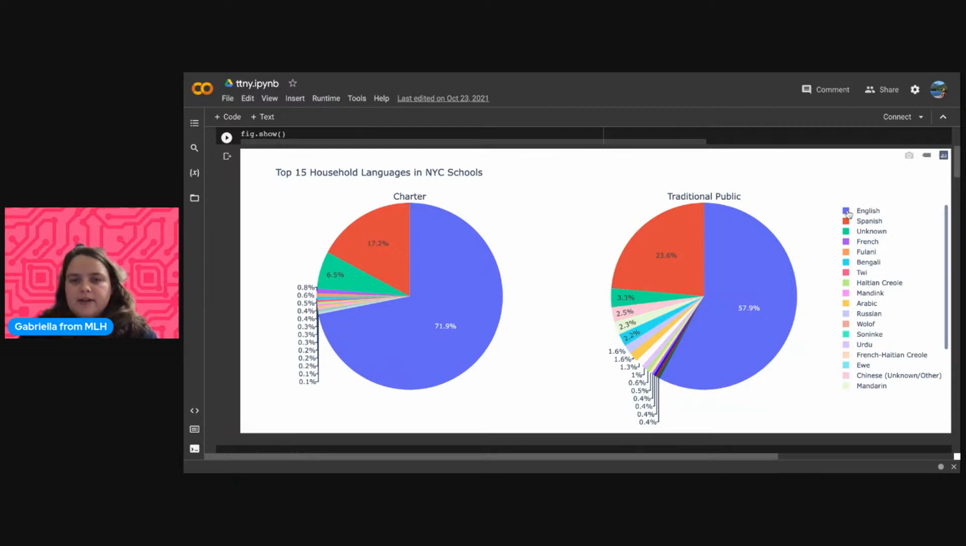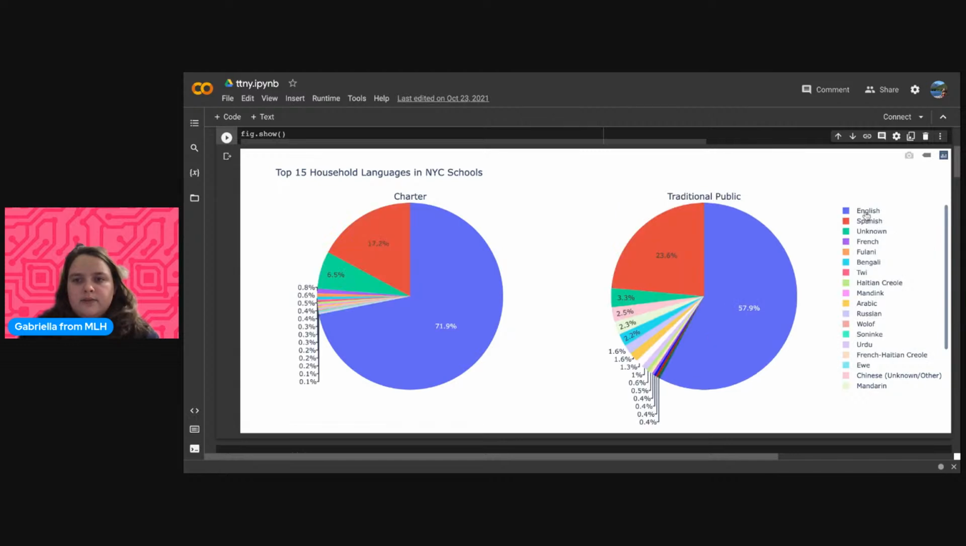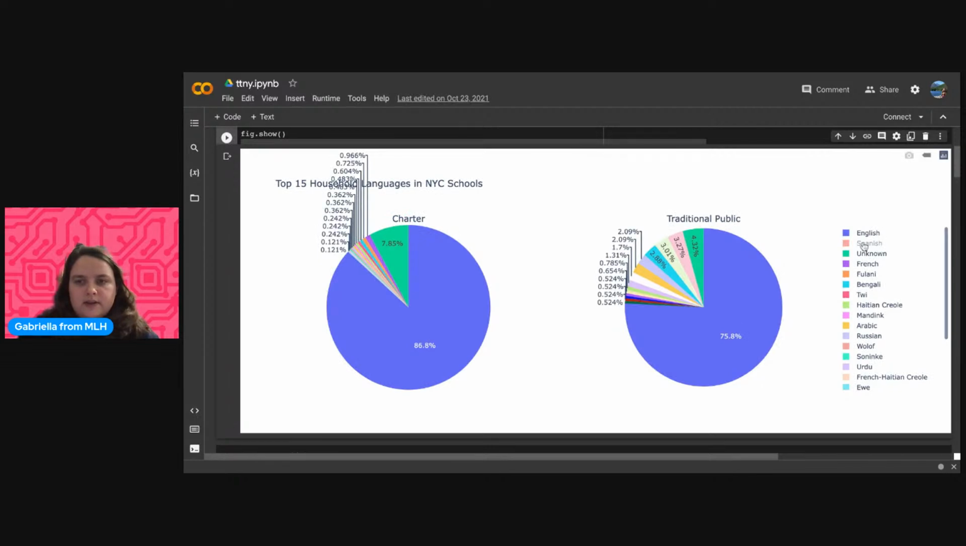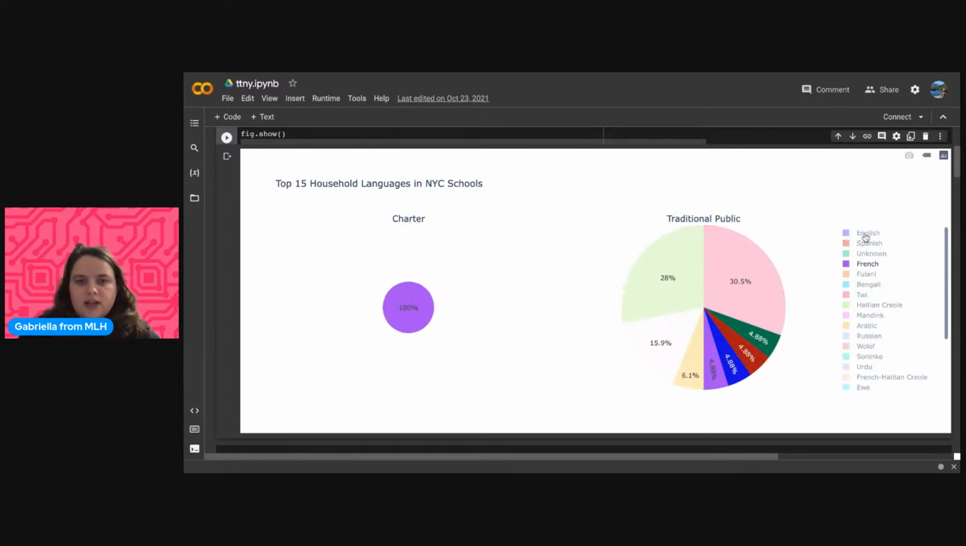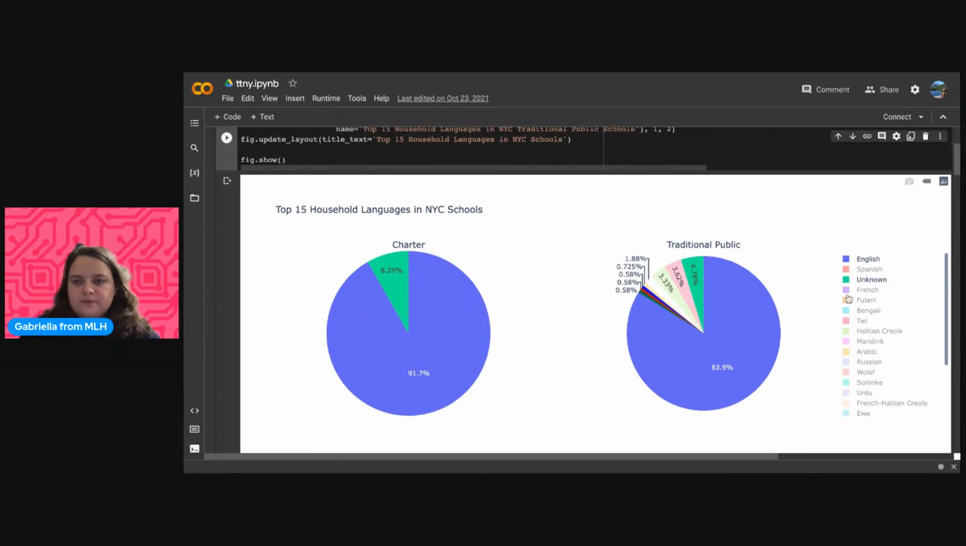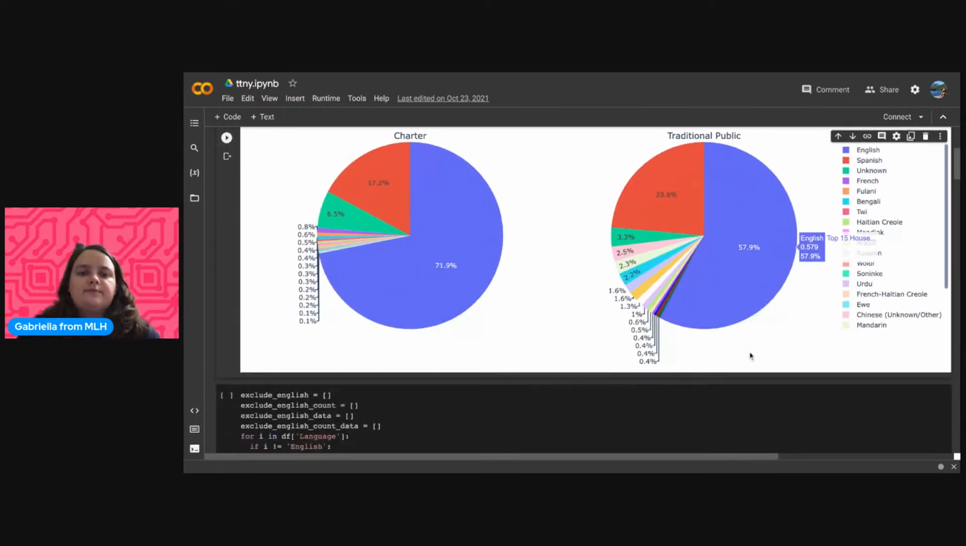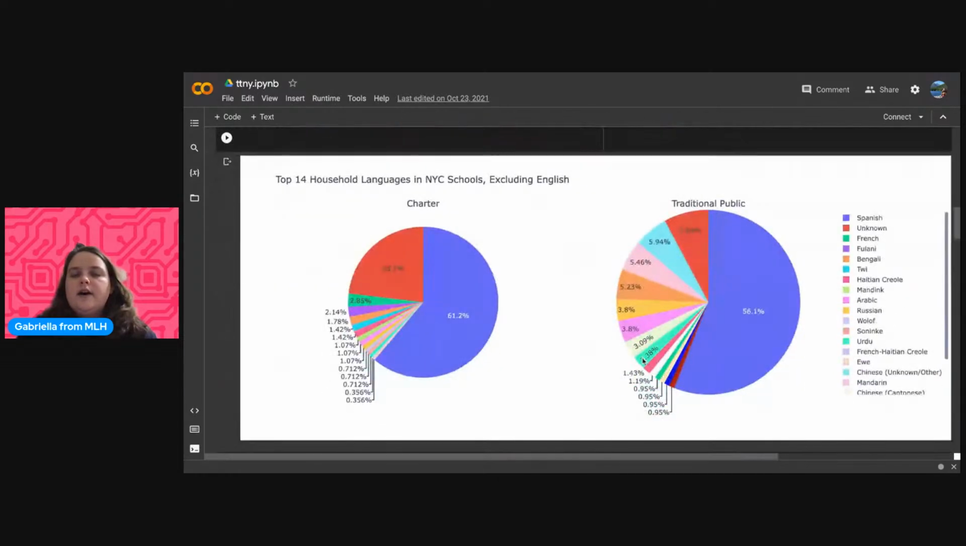And here, for example, if I wanted to see the top 15 household languages in New York City schools, you can click on different items to isolate different variables. So if I just wanted, for example, Spanish, French, and English, you could see that broken down by charter schools versus traditional public schools in New York City. And then if you wanted to go back to everything, just unhover everything. I did that for a few different data sets here.